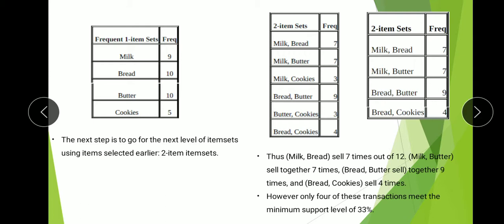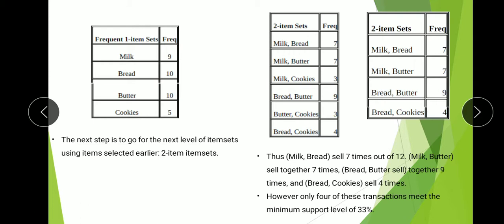Using these frequent one item sets, we are now going to generate two item sets. Now we need to find the combinations: how many times milk and bread are bought together, milk and butter, milk and cookies, then bread and butter, bread and cookies, butter and cookies. We need all the two-item combinations, because it is two item sets.